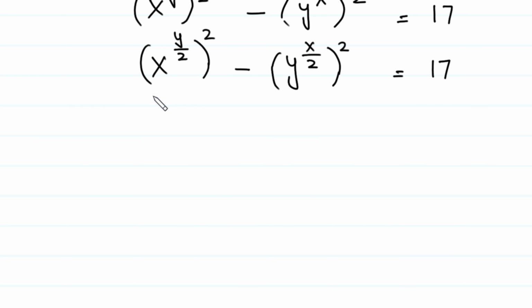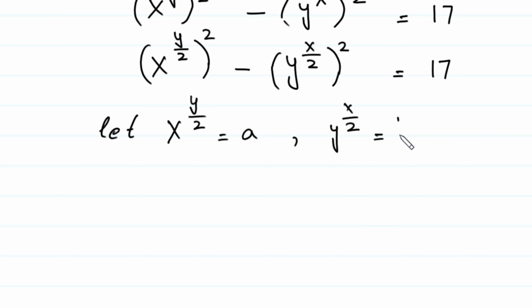Next, we suppose that x to the power y over 2 is equal to a and y to the power x over 2 is equal to b. Let x to the power y over 2 is equal to a and y to the power x over 2 is equal to b, and this equation becomes a square minus b square is equal to 17.